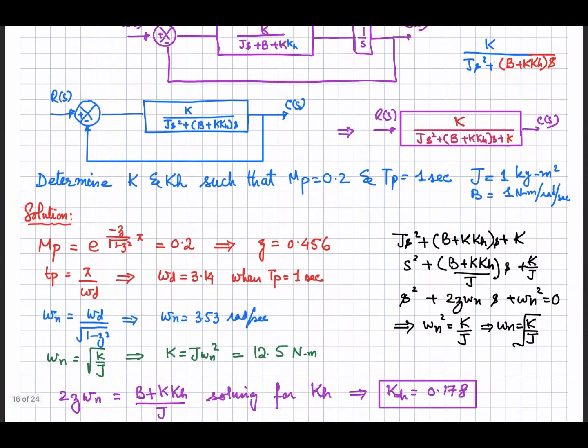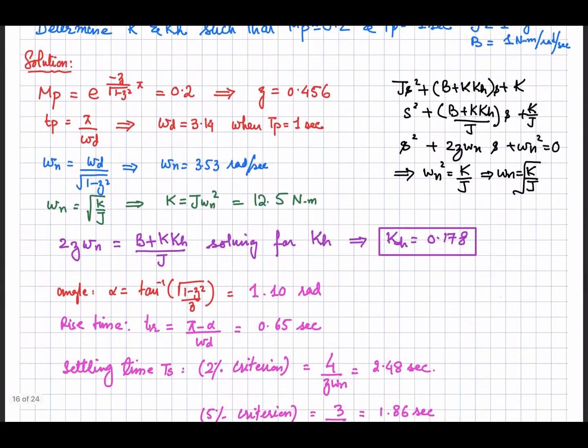Okay, so we have calculated this zeta, and now we can calculate the other parameters, the damping frequency, because peak time is given to us. Peak time should be 1 second. Taking this peak time, that is given as pi by omega d, we can find omega d. Omega d will be equal to pi by tp, and as tp is 1, omega d will be equal to 3.14 radian per second. Okay, now calculating the natural frequency of your system.